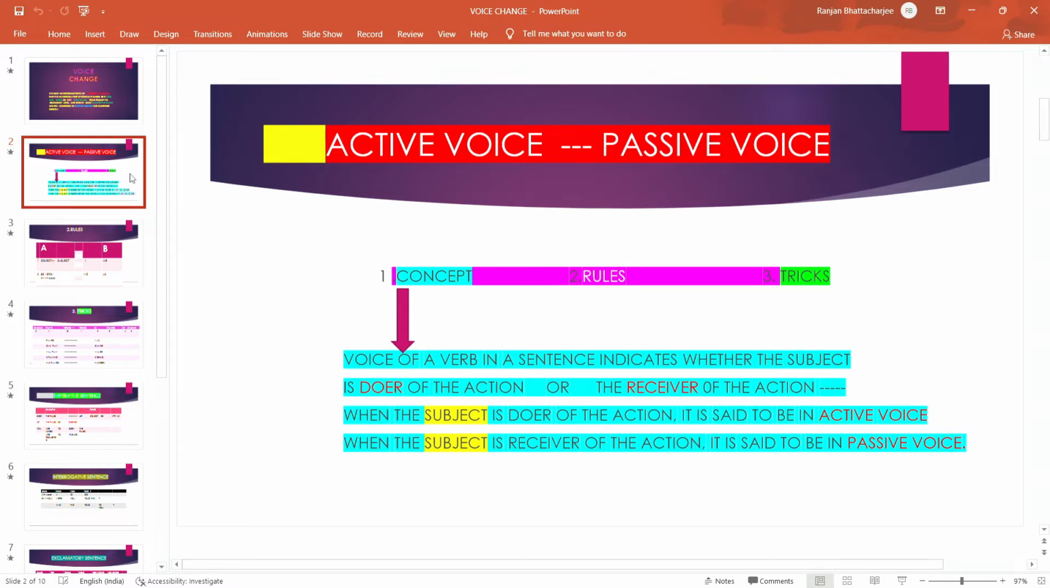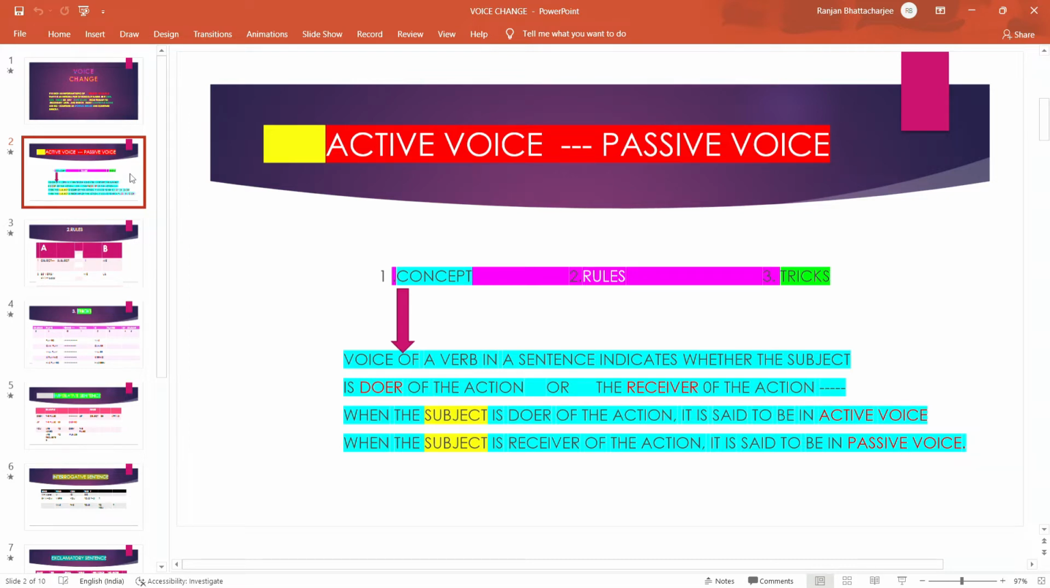Suppose one sentence has been given. Now what thing to understand, what thing to follow? Just follow whether the voice of a verb in a sentence indicates whether the subject is the doer of the action or the receiver of the action. If the subject is the doer of the action in the sentence, then the sentence is said to be in active voice. If the subject in the sentence is the receiver of the action, then the sentence is said to be in passive voice. So I think there will be no more problem.